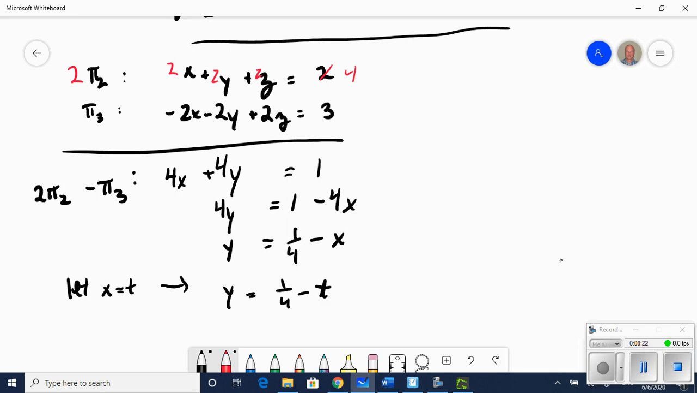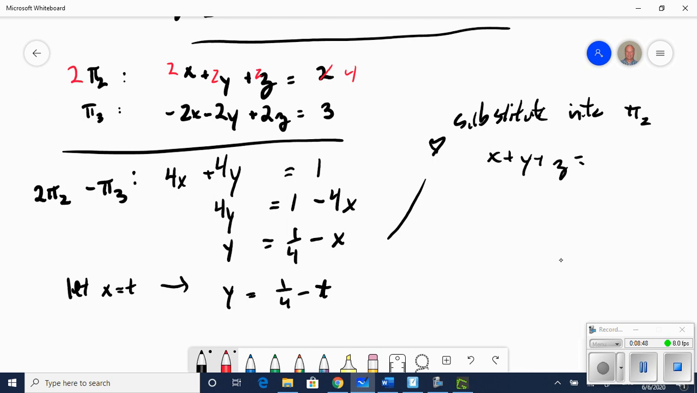Now I substitute it back into 2. Or 1, it's either way. Or 2 or 3, plane 2 or plane 3, to get this line here. Okay, so let's substitute it into 2. I've got it in my notes here. So that'll be x plus y plus z equals 2.